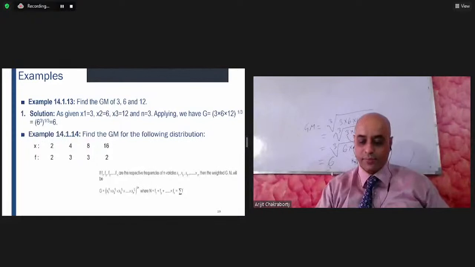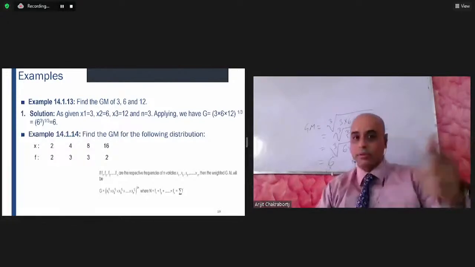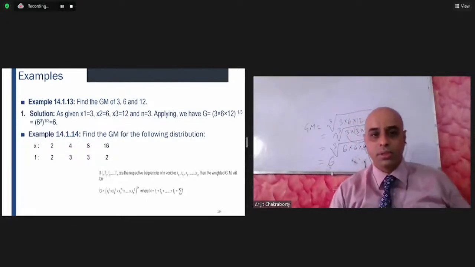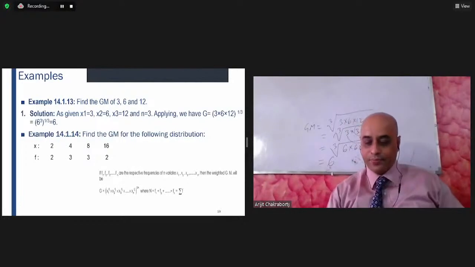No question about it. 8 is the right answer. Yes, Ankit, the last one, 6 is the right answer. You got the last one. 216 cube root is 6. Okay.